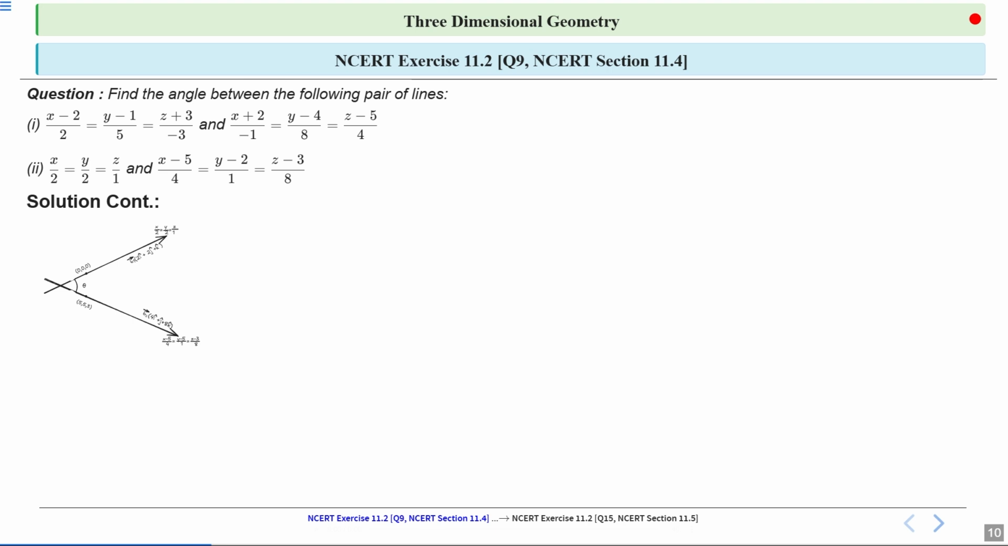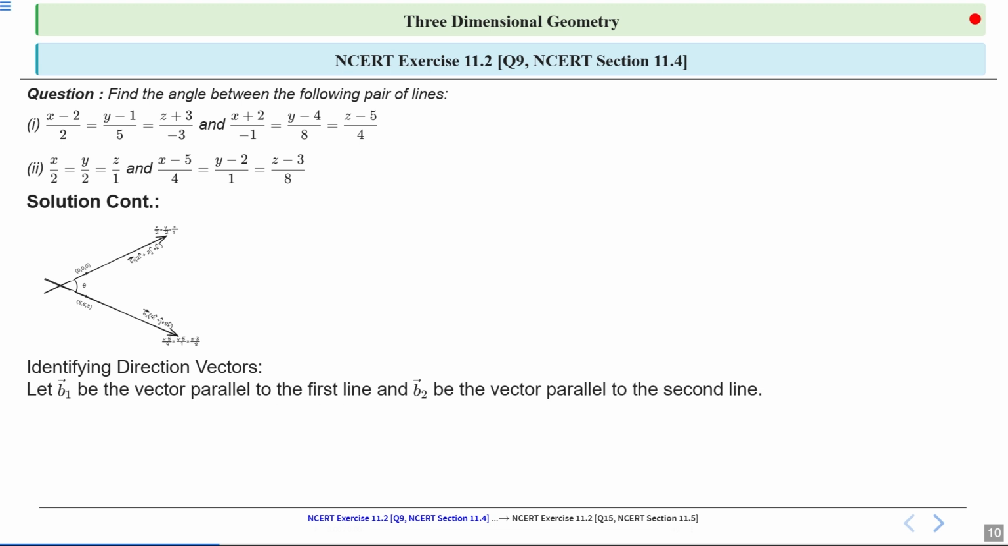So here is a visual representation to help you see how the direction vectors relate to the lines in space, right? So let's identify the direction vectors for each line. We'll call the direction vector for the first line b1 vector and for the second line b2 vector, right? These vectors are parallel to their respective lines. Okay.